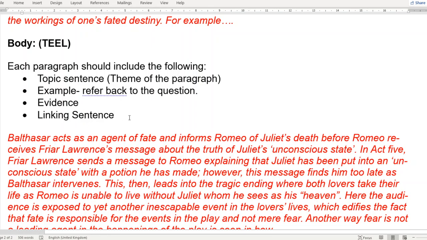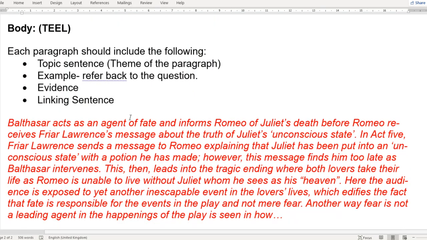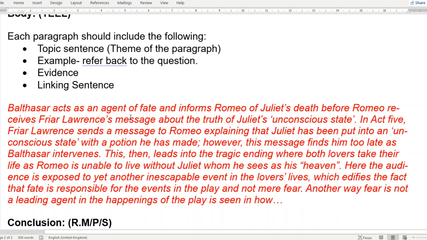And a linking sentence is basically a sentence at the end that links or hints at the next paragraph's theme. I'll show you with mine. And this allows your essay to have a more coherent and logical flow. Okay, so this is my example of a body paragraph.